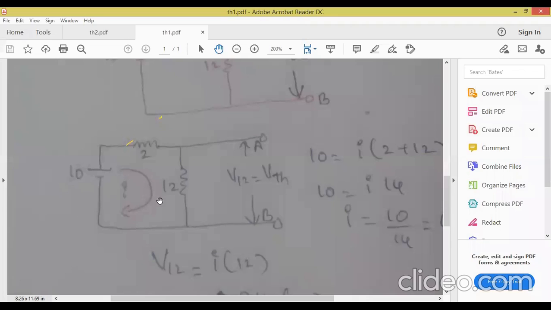Very good. One mesh only. This is open. Yesterday also I mentioned, this is entirely open. This is copper wire only. And open circuit means current cannot flow. So only one mesh we are having.